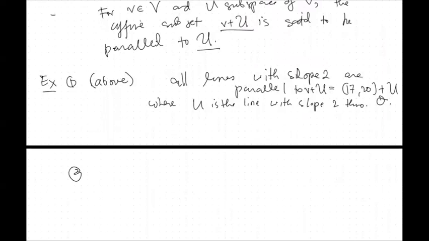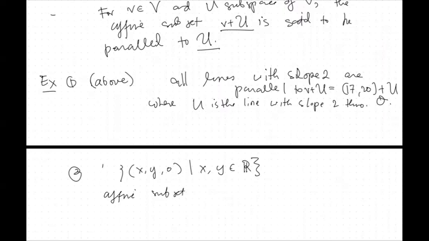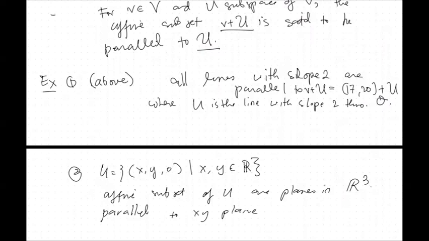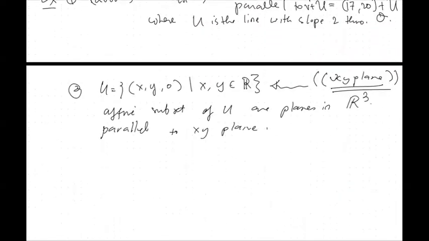So another example is in R3. Consider U as the set of ordered triples (x, y, 0) where x and y are in R. The affine subsets of U are the planes in R3 that are parallel to the xy-plane. This one is the xy-plane. Okay.